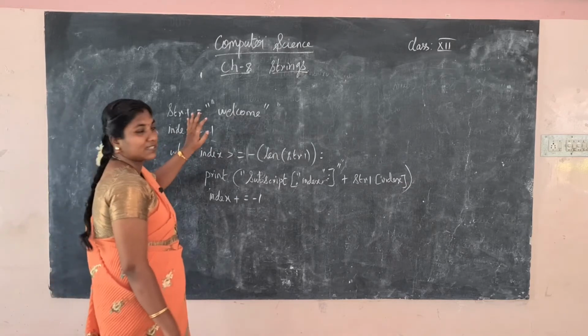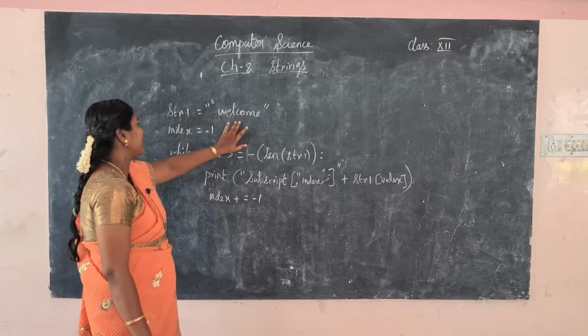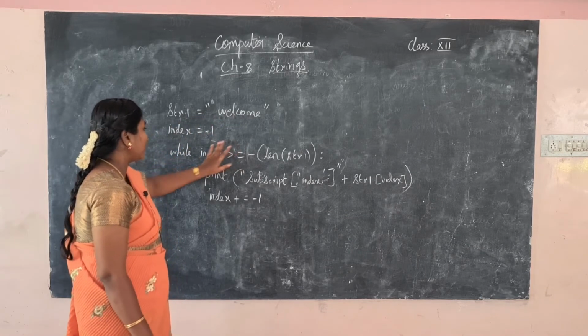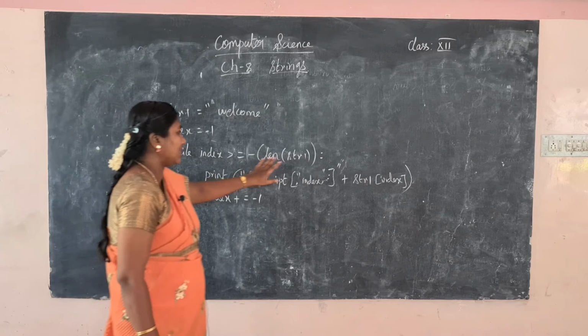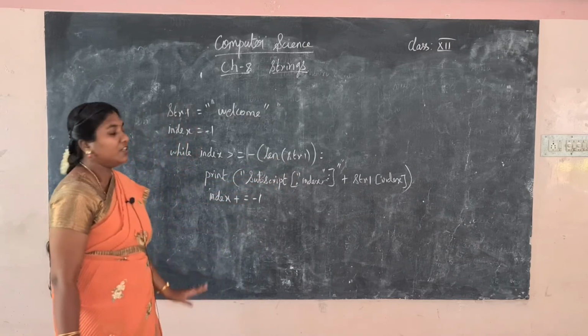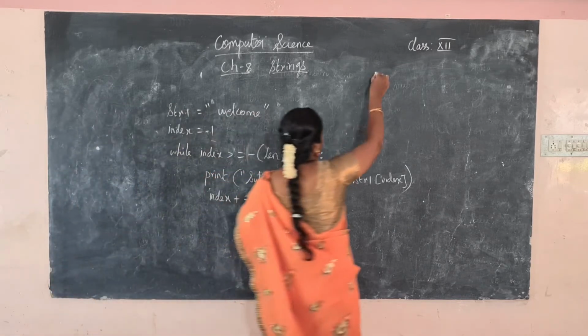So consider this Python code. String 1 is equal to welcome, index is equal to -1, while index is greater than or equal to minus length of the string, and then I am having the print statement. So let us see what will be the output.